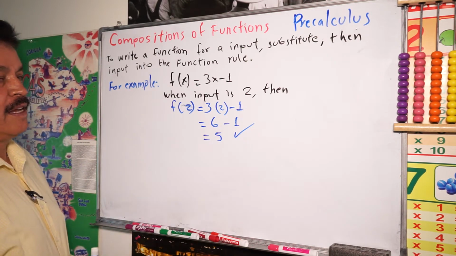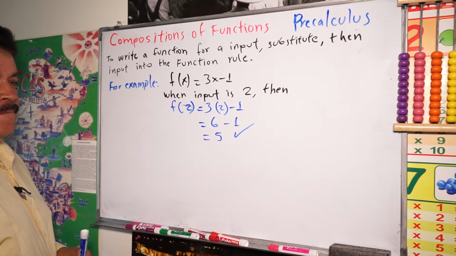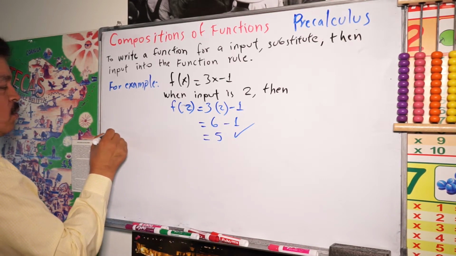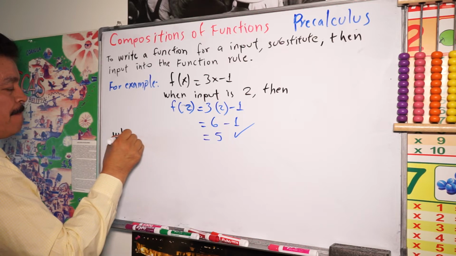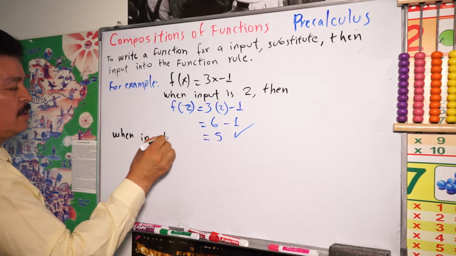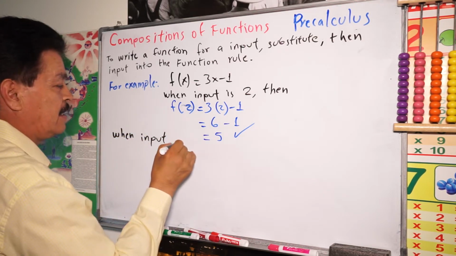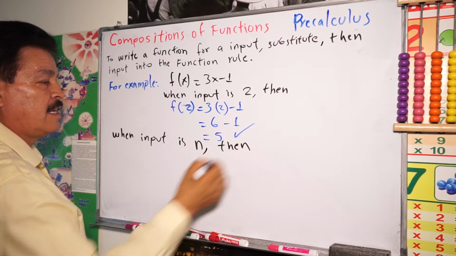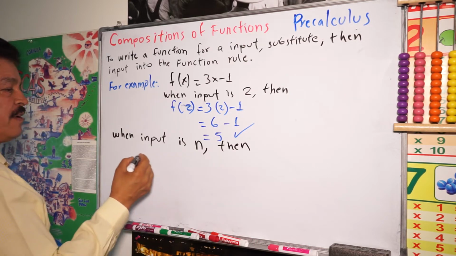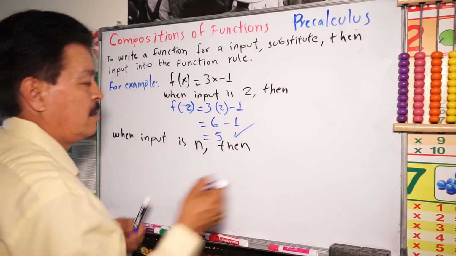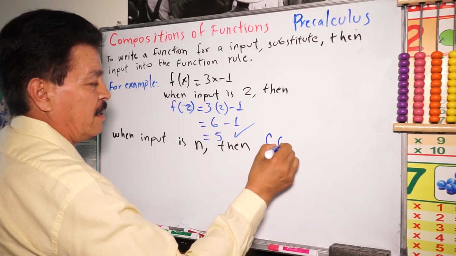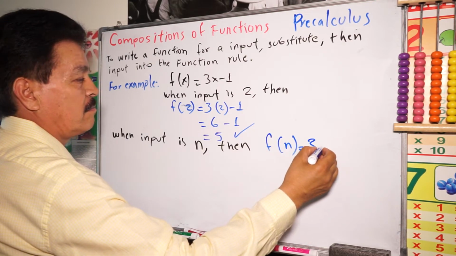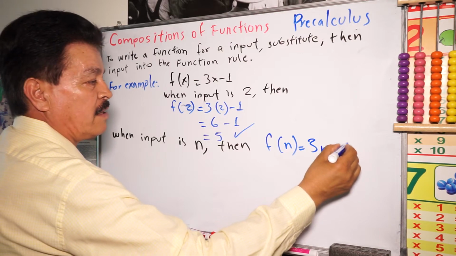When the input is, for example, n, then f(n) is going to be equal to 3n minus 1.